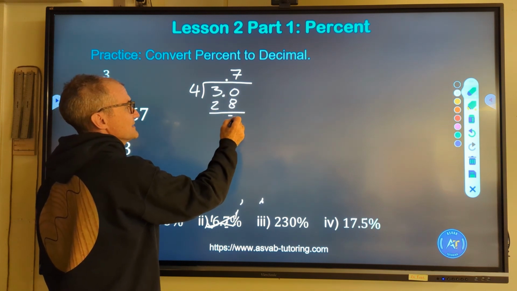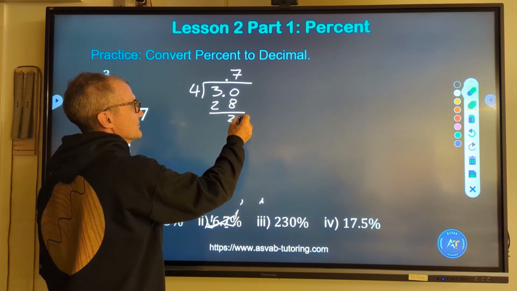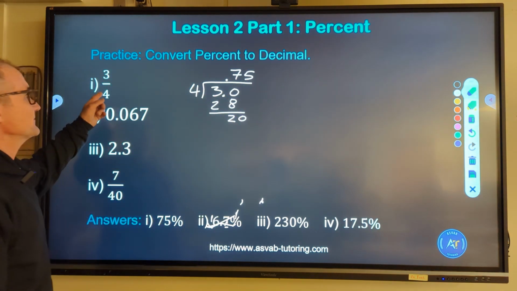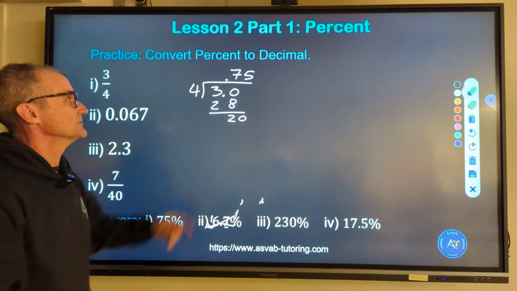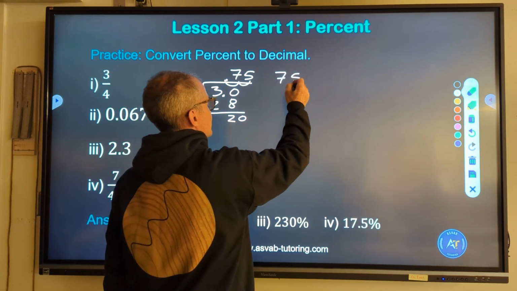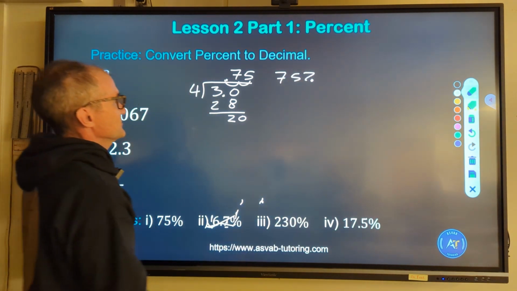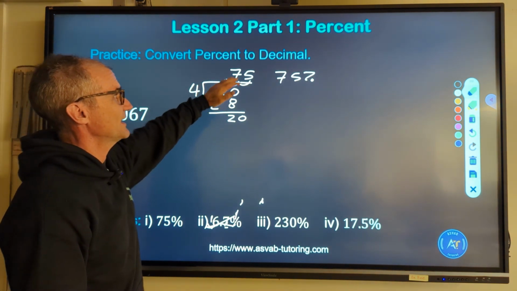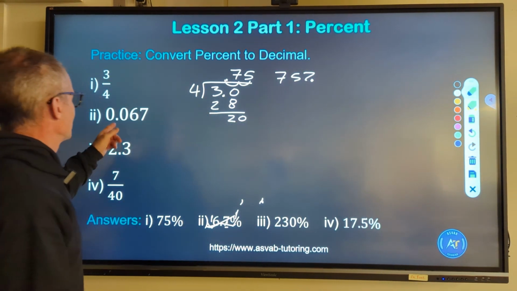30 minus 28 is 2. Bring down the next 0. 4 into 20 is 5 times. So I'm converting that fraction to that decimal. Then to go to a percent, I go over 1, 2, and get 75%. Those 3 things are all equivalent: fraction 3/4, decimal 0.75, 75%.